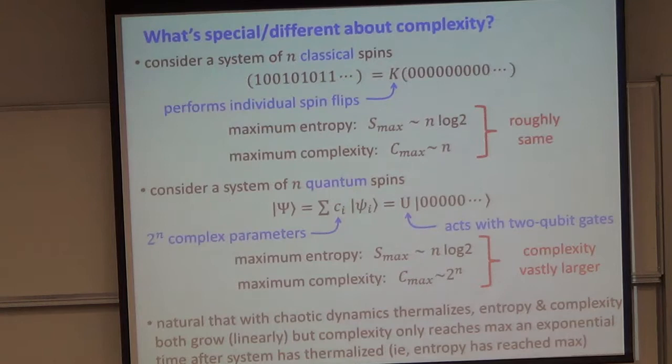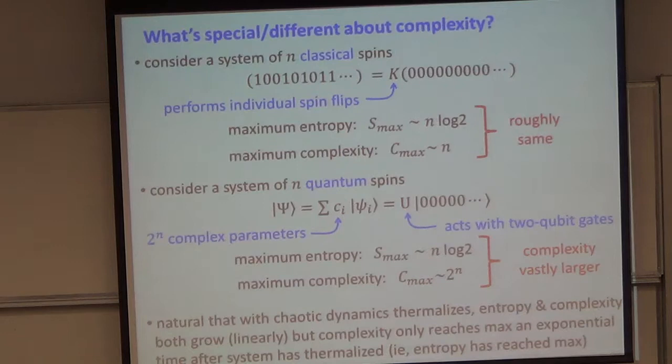I'm going to flip some number of bits that's of order n. And if I ask about the entropy, again, I find an answer that's of order n. And so the complexity and the entropy in the classical context aren't really that different.